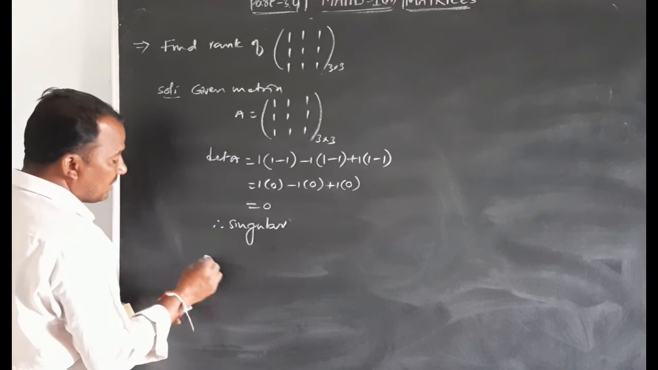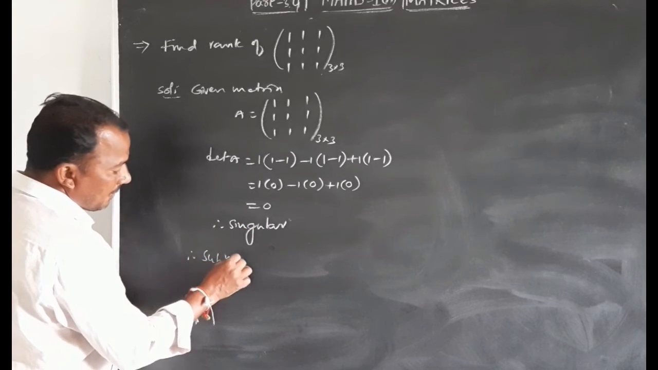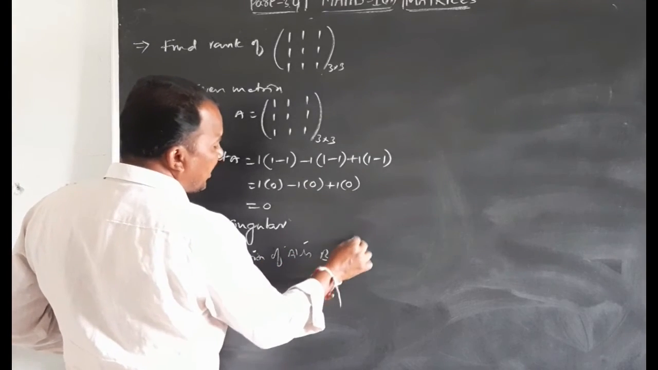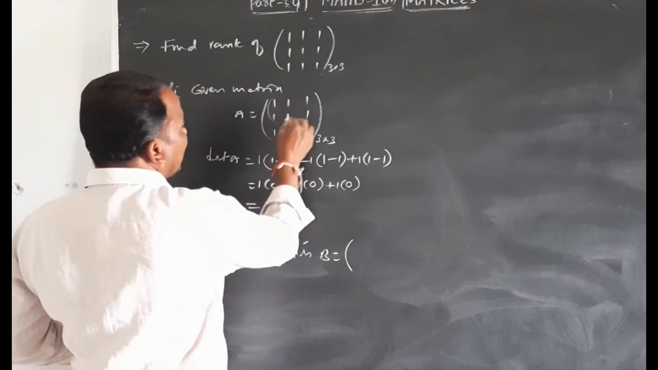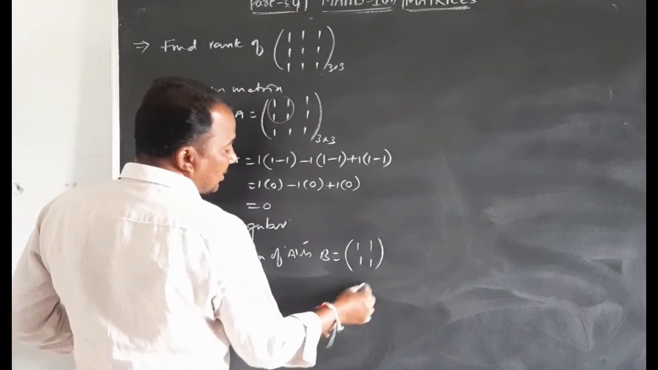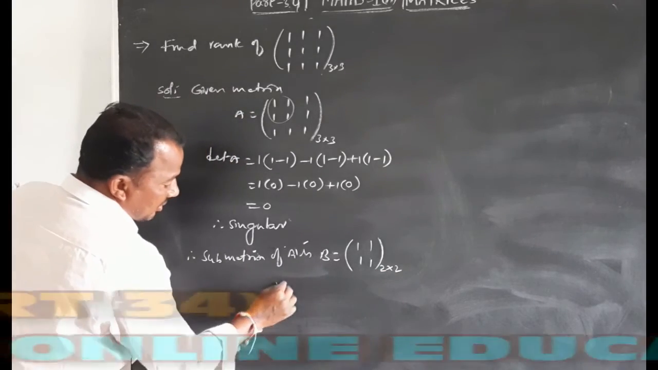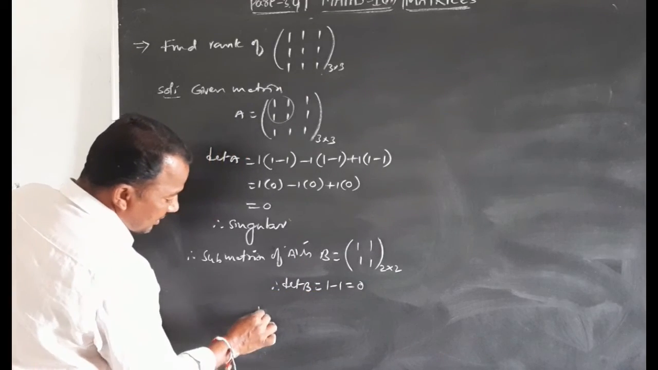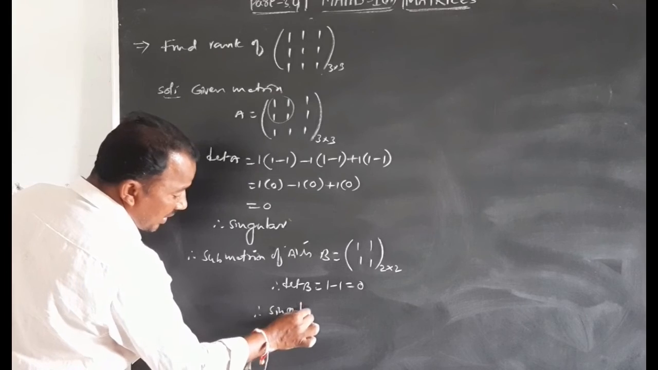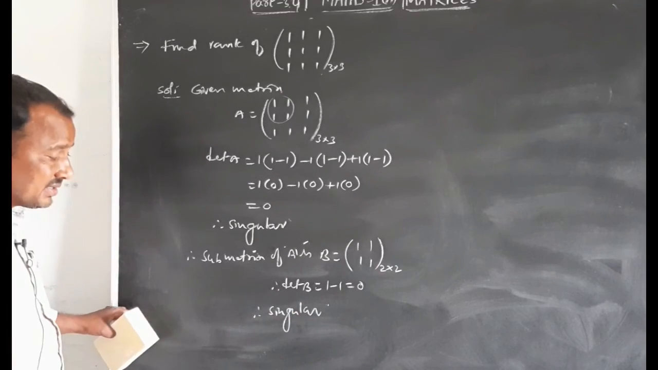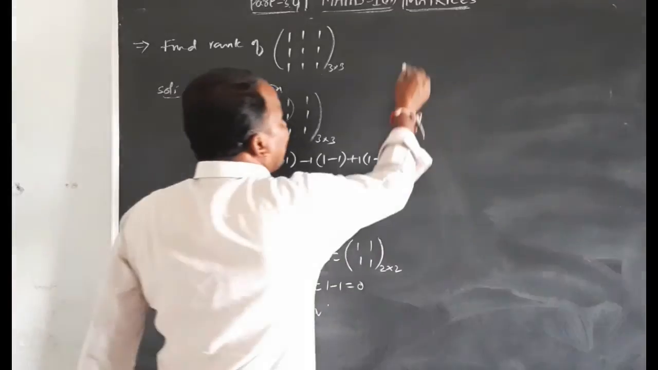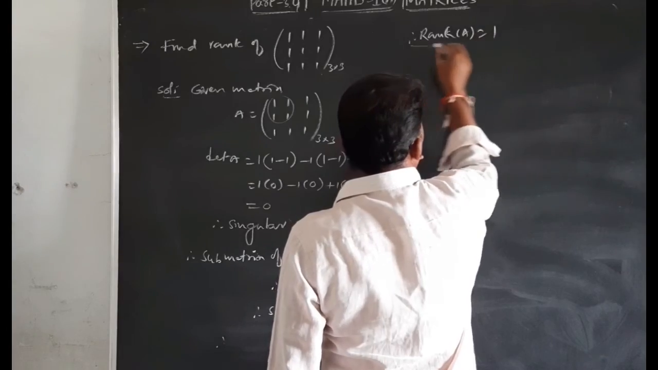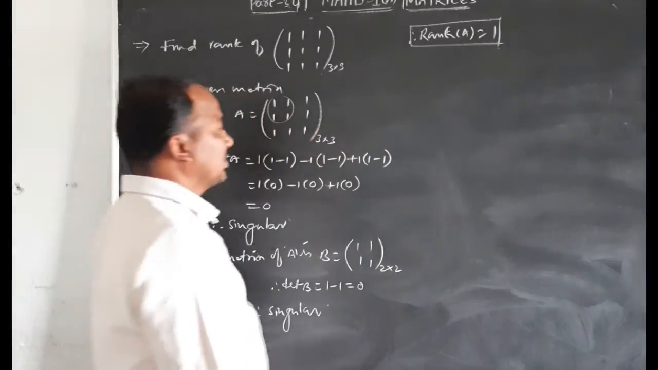Then take a submatrix of A, B, any 2 by 2 matrix 1 1, 1 1, a 2 by 2 square matrix. Find det B, which is 1 minus 1, equal to 0. It is also singular. The 2 by 2 submatrix is singular. Therefore, rank of A equals 1. This is a most important 2 marks problem.